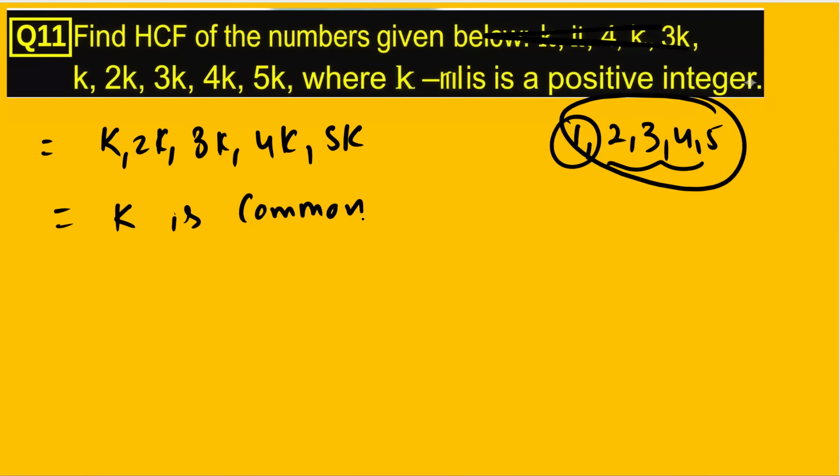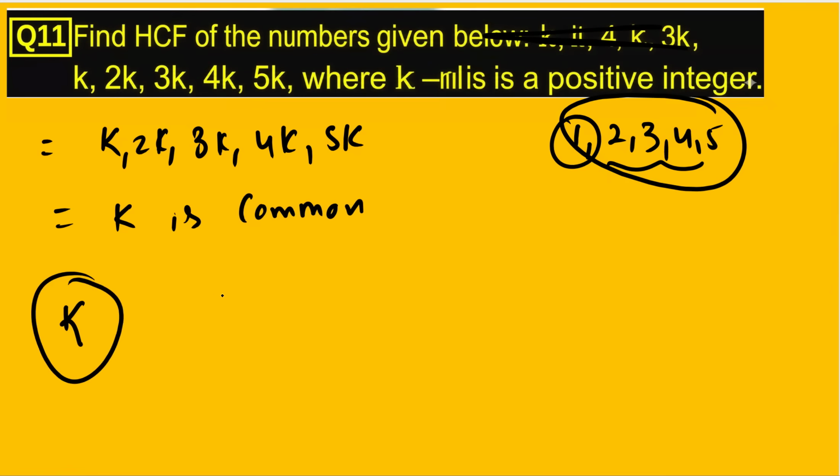k is common. So we can say every term is a multiple of k, right? Since 1, 2, 3, 4, 5 share no other common factor, our greatest common divisor will be k. So we can write our answer is k.